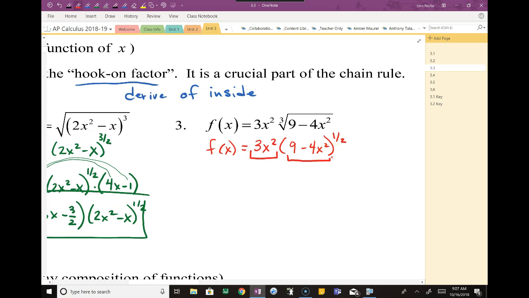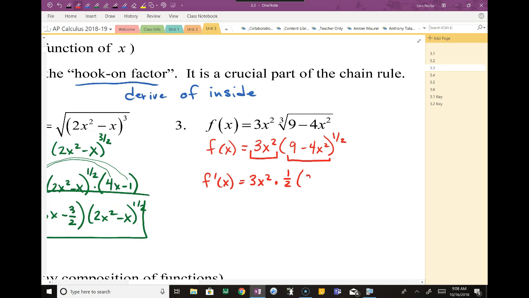So I'm going to do a product rule. Are you ready? Product rule goes first d second plus second d first. So what is my first? 3x squared d second. Now when I derive the second piece, it's going to require me to use the chain rule to derive it. When I derive this chain rule, what's going to go out front? The 1/2. So it goes 1/2.